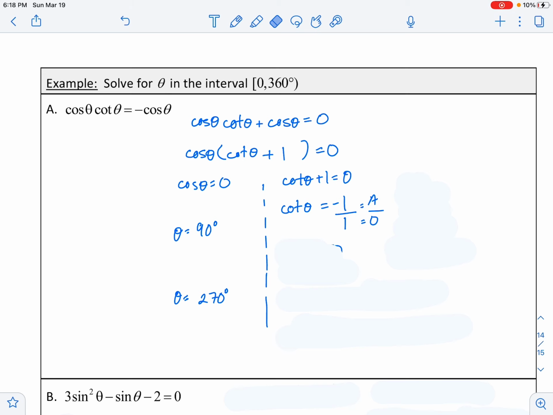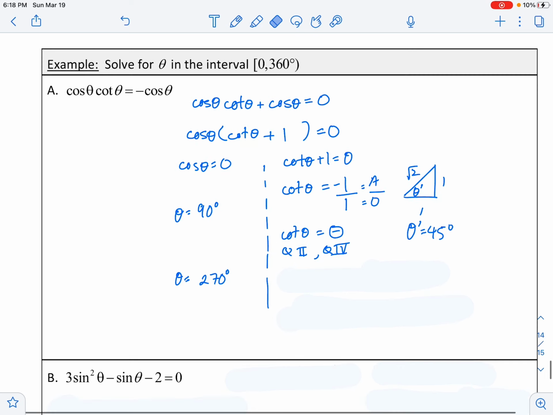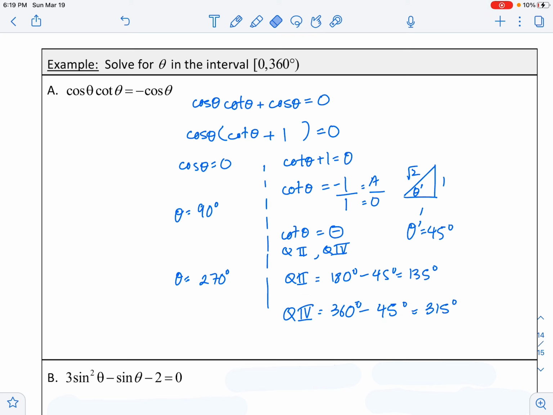And I know that cotangent is adjacent over opposite, so I'm going to create my triangle, which is a reference angle of 45 degrees. And I know that cotangent is negative in two quadrants, quadrants 2 and 4. So I'm going to be plotting my 45-degree reference angle in those two quadrants. Quadrant 2 will be 180 minus 45, which is 135 degrees. And quadrant 4 is 360 minus 45, which is 315 degrees.